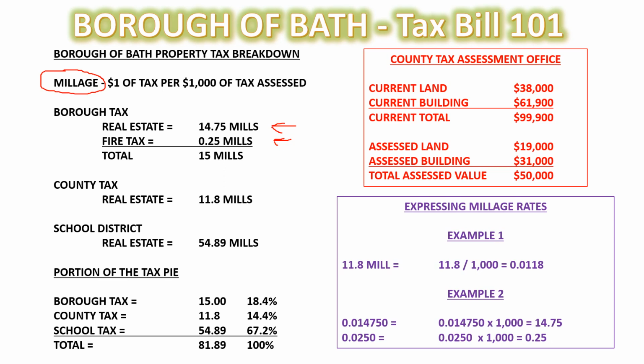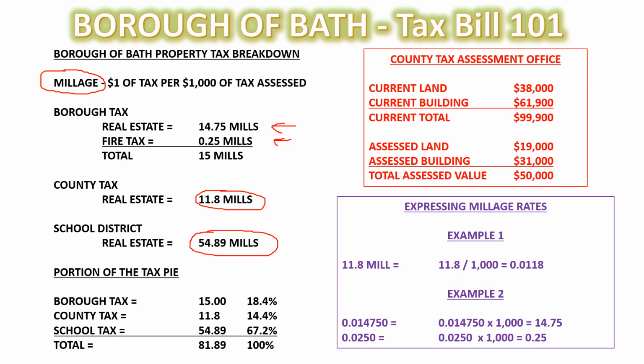The next thing we have here is the county tax. The county real estate tax is set at 11.8 mils. That's this number here, and that's standard across all county properties. The Borough of Bath is in the Northampton Area School District. They currently levy a tax rate of 54.89 mils.